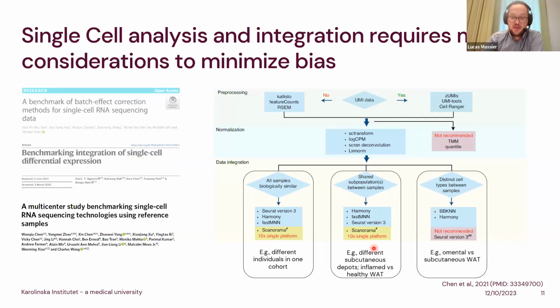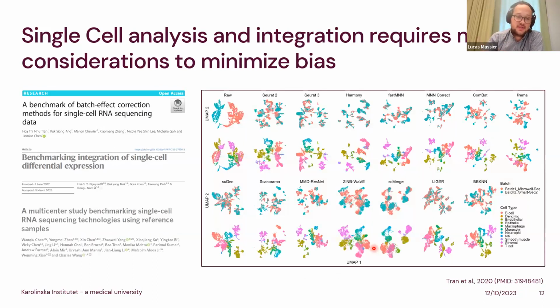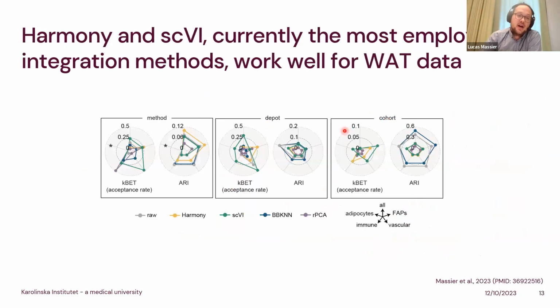Now, in this paper, they only compared a handful of integration methods, but there are many more, as Tran et al. tested in this paper. However, we think that Harmony and scVI are currently the most employed integration methods, and we tested them alongside BBKNN and the surrogate method RPCA, and we find that they work well for adipose tissue data. We assess the integration efficiency here by the kBET method and the adjusted Rand index.